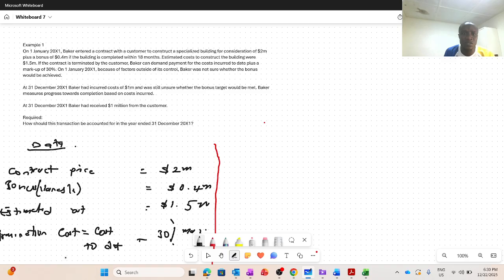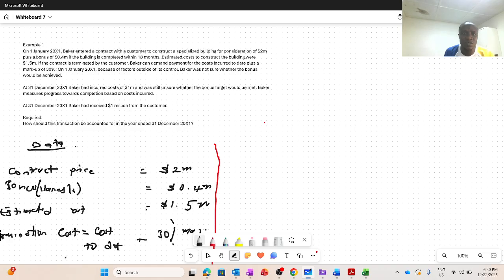At 31st December 2021, B had incurred cost, so this is the cost to date. The cost to date equals $1 million, and B was still unsure whether the bonus target would be met. So B measured progress towards completion based on the cost incurred, which is the input method. At 31st December, B had received cash or invoice of 1 million.